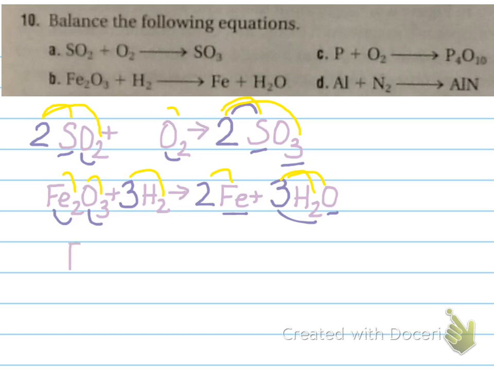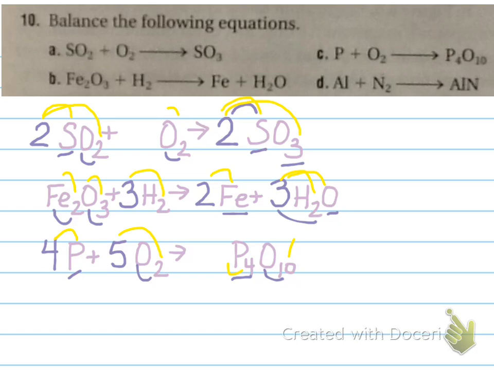Letter C, phosphorus plus oxygen yields tetraphosphorus decoxide, P4O10. One phosphorus, 4 phosphorus, I need a coefficient of 4 in front of phosphorus. 2 oxygens, I have 10 here, so I need a coefficient of 5 in front of oxygen. I think I'm balanced, I'm going to check. 4 phosphorus, 4 phosphorus. 5 times 2 is 10 oxygen, 10 oxygen. This is now properly balanced.